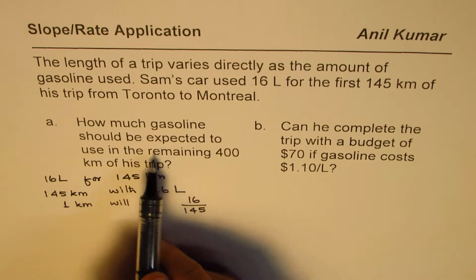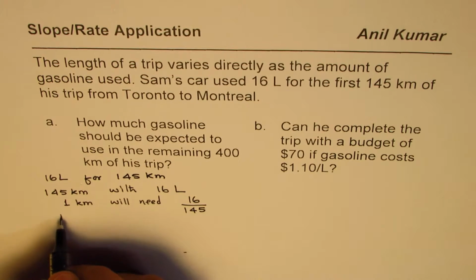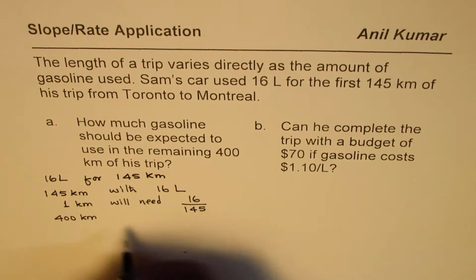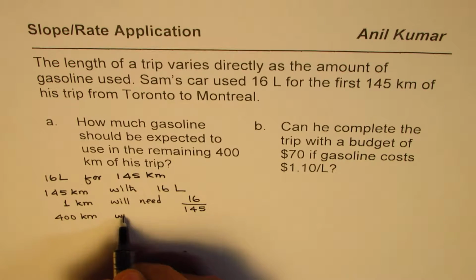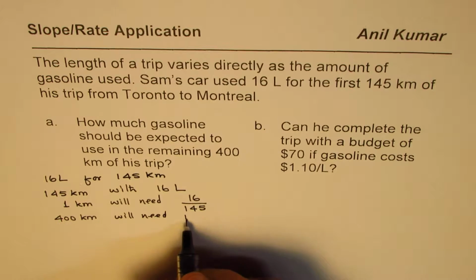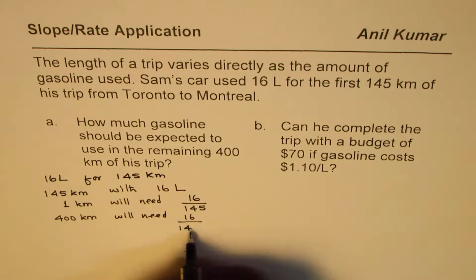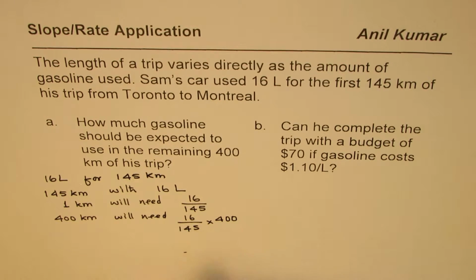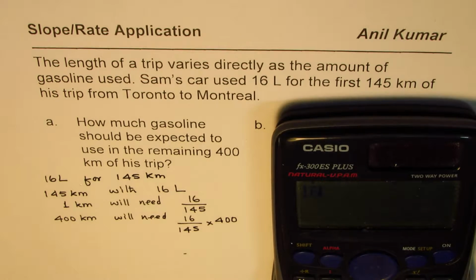Now the question is, the remaining part of 400. So for the 400 kilometers which remain, how much will be needed, right? So 400 kilometers will need 16 over 145 times 400, right? So that is the amount of gasoline required. Let's calculate: 16 divided by 145, and then we'll multiply this by 400 to get the answer.